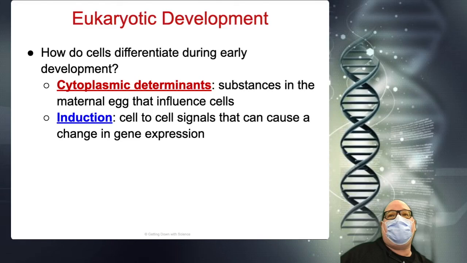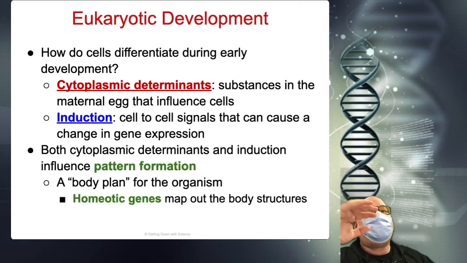So, how does this work? These 2 processes influence which cells are grown at what time to make a body plan for different organisms. These are called homeotic genes, and they map out body structures. Scientists have researched these by making fruit flies, especially, grow extra parts of their body, grow extra limbs, grow extra wings, don't grow wings, don't grow this. There are some pretty scary looking fruit flies out there because they're eukaryotic.